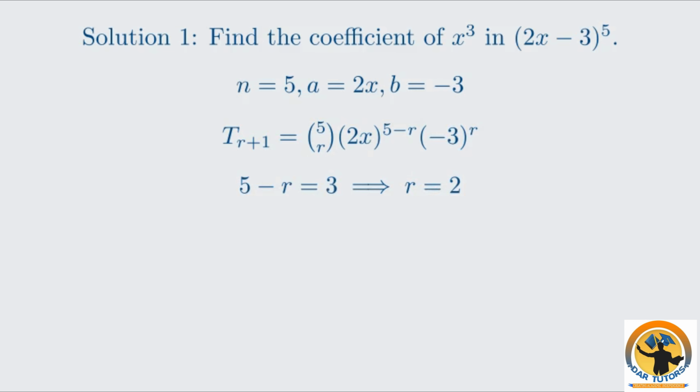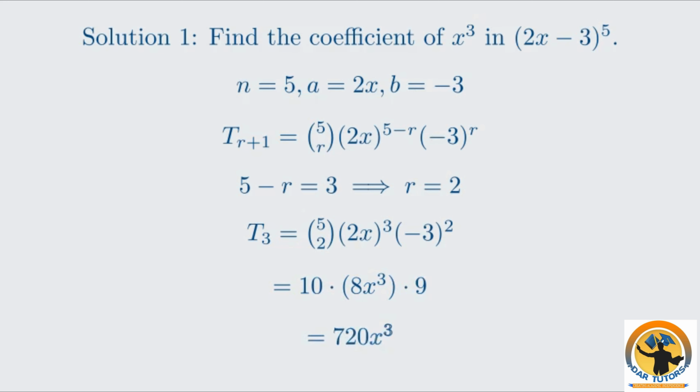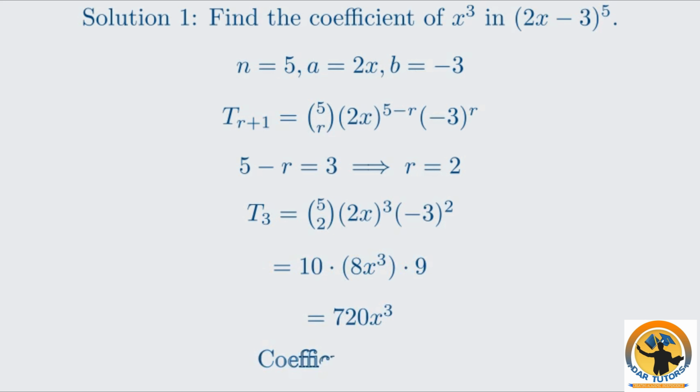Now we substitute r equals 2 into the general term. The term is 5 choose 2 times (2x) cubed times (minus 3) squared. 5 choose 2 is 10. (2x) cubed is 8x cubed. And (minus 3) squared is 9. This simplifies to 10 times 8x cubed times 9. Multiplying these together, we get 720x cubed. The coefficient is 720.